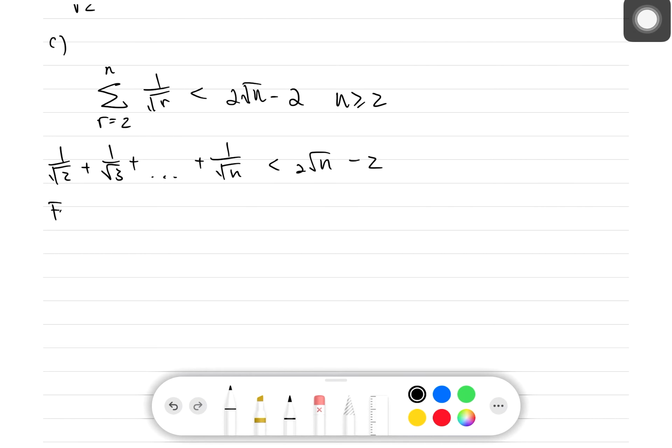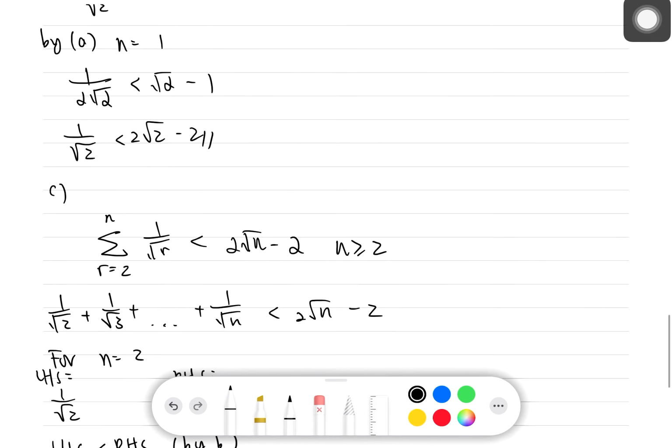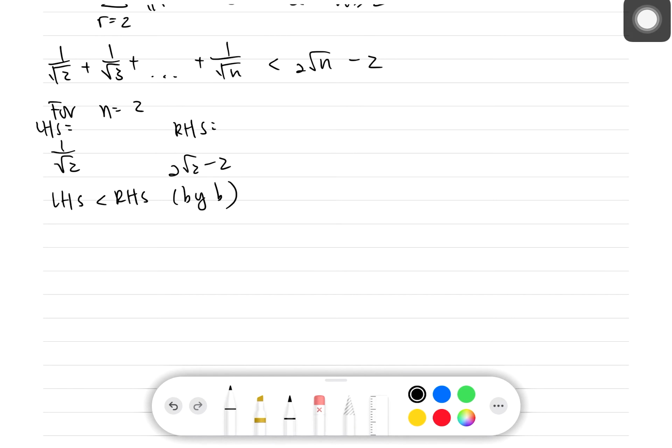So for n equals 2, 1 over root 2 is the left-hand side, and the right-hand side would be 2 root 2 minus 2. The left-hand side is smaller than the right-hand side, as given in the b part here. So we can assume that it's true for n equals k. So 1 over root 2 plus all the way to 1 over root k will be smaller than 2 root k minus 2.